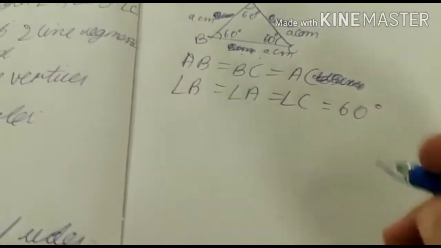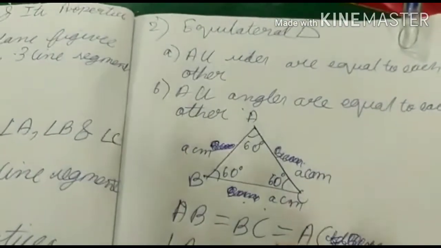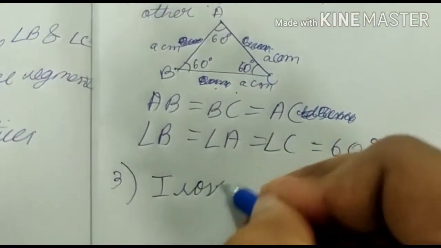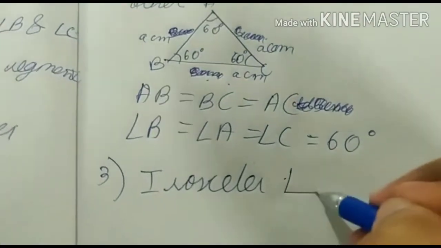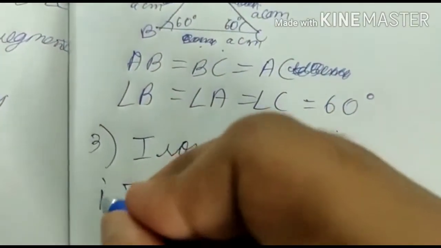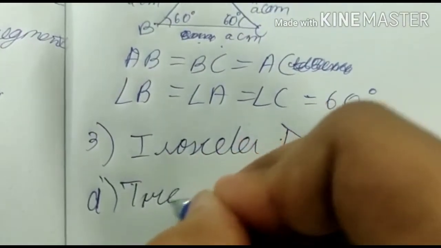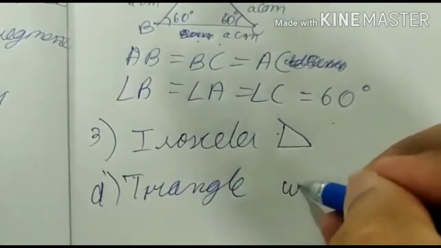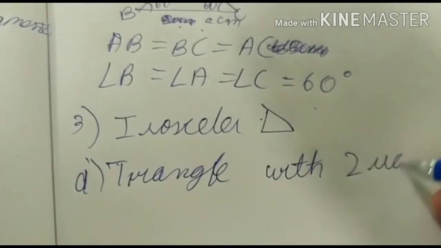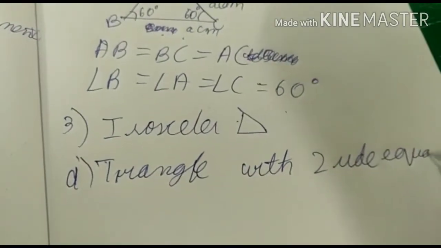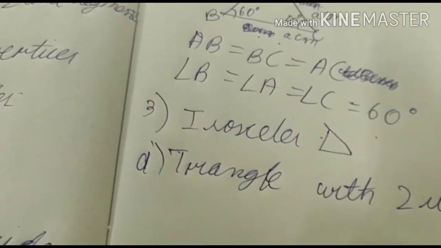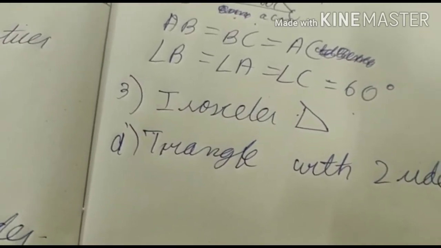Okay. So this is the equilateral triangle. The third triangle here is the isosceles triangle. What does this mean? A triangle with two sides equal and the third side unequal. Okay, a triangle with two sides equal and the third side is unequal.